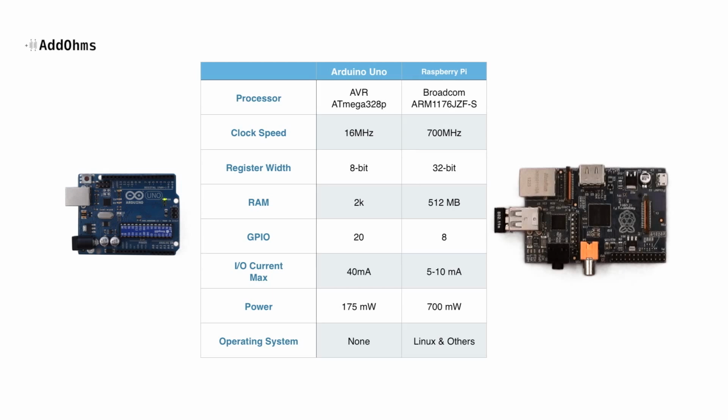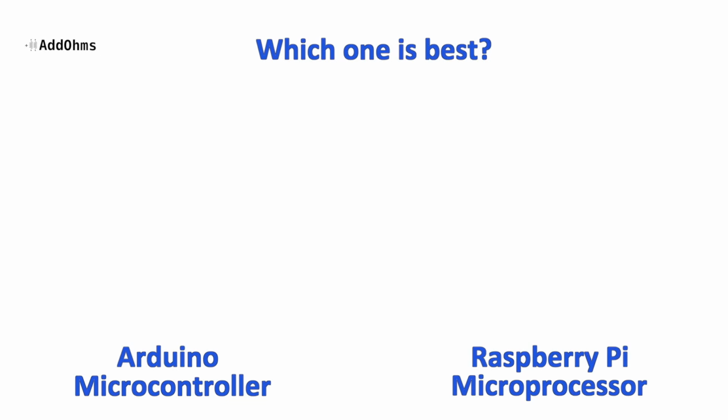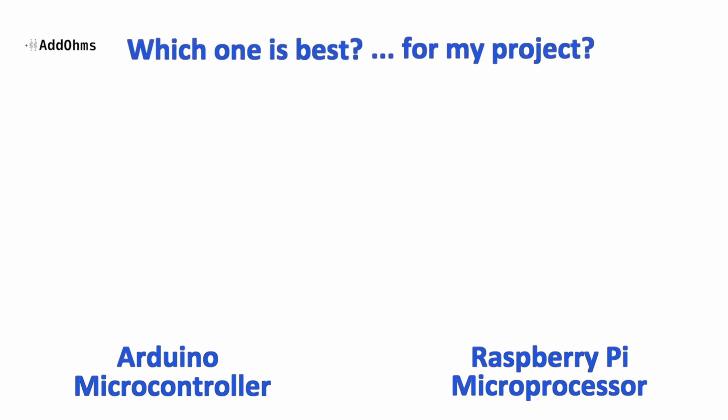So at first, you might look at this and say, clearly, the Pi is better, but we have to really talk about how you would pick one of these for a project. It's not all about the specifications. This often leads to the question, which one is best, but there isn't a simple answer. It does get a little simpler when you add the phrase, for my project.